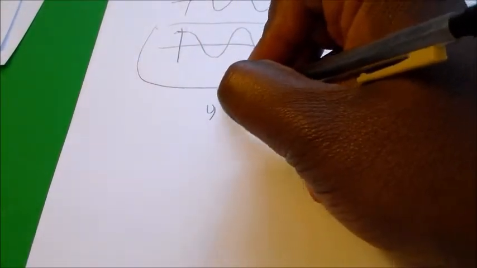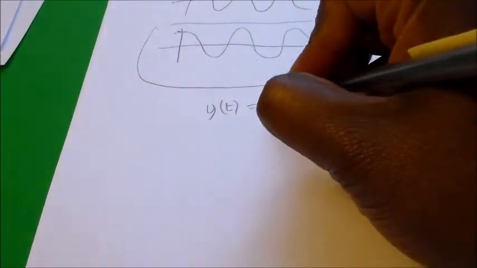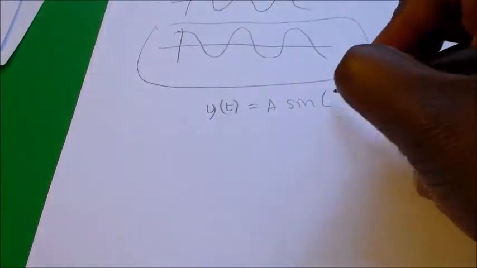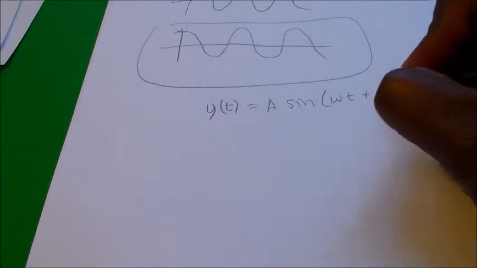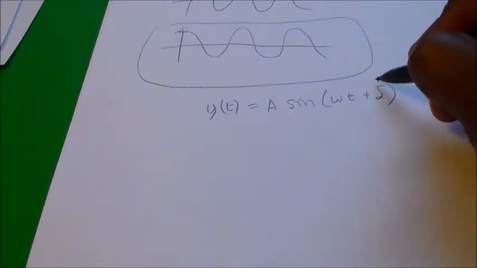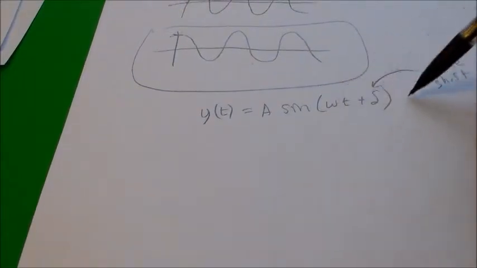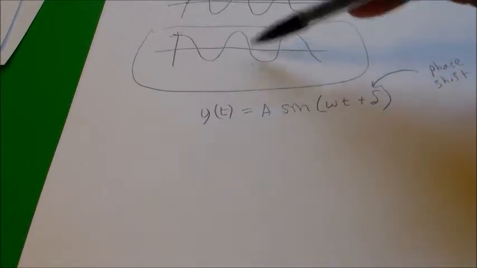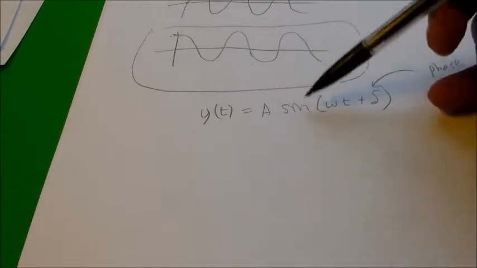So what we're saying is we have the function y of t, which is equal to a sine omega t, and what we're going to do is introduce what's called a phase shift. A phase shift. We're using the Greek letter delta for that. Okay, and what this will allow us to do is represent our cosine wave here, but using the sine function.